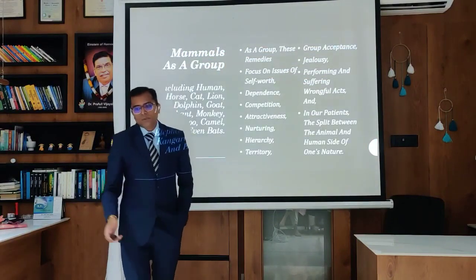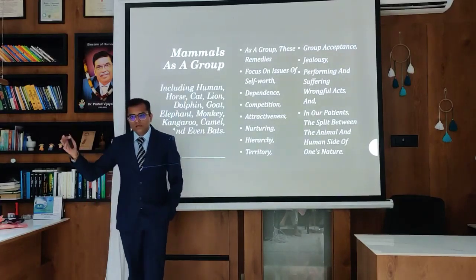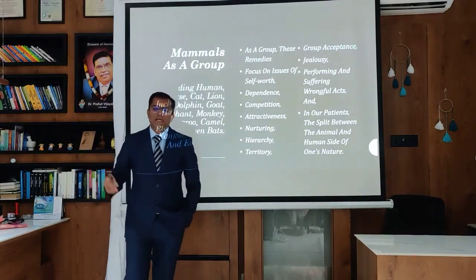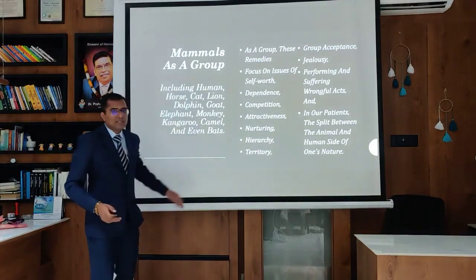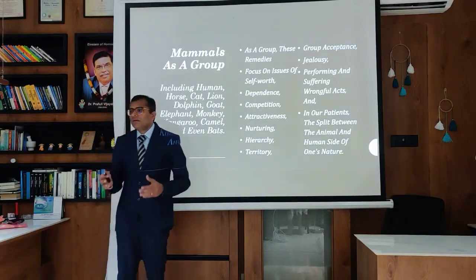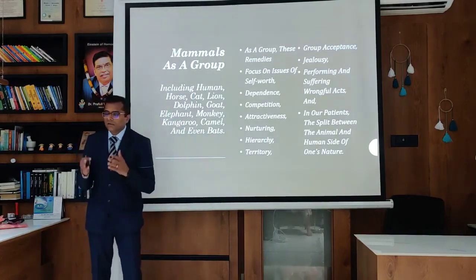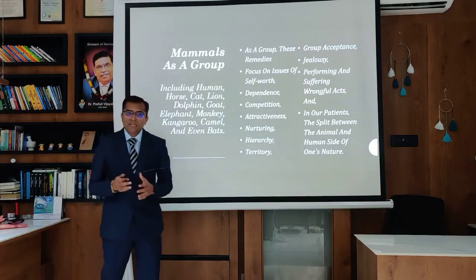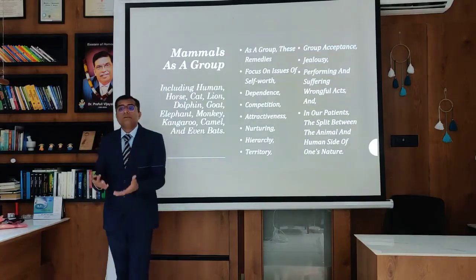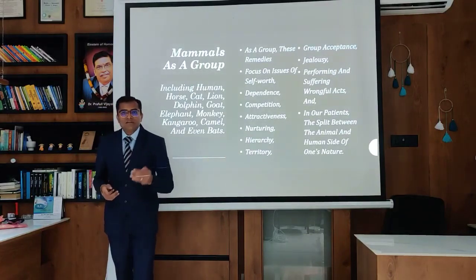So the mammal group includes the human, who is the highly evolved, horse, cat, lion, dolphin, goat, elephant, monkey, kangaroo, camel, and even bats. These are the commonest mammals which we are seeing. So we have to understand the behavior of certain mammals, and from that behavior we have to understand what the same behavior a human is representing to us in our clinical practice, and from that we prescribe.